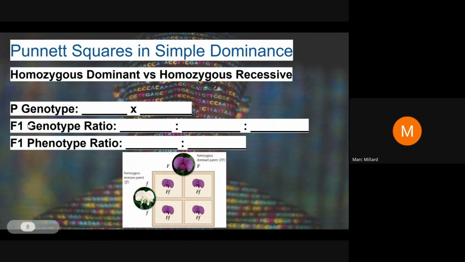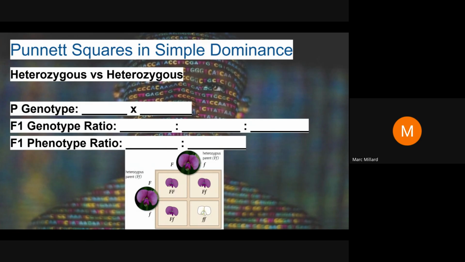And then the F1 genotype ratio, well, here are all of the possible offspring. Notice every single one of these offspring, based on these two parents, is heterozygous, big F, little f. So the genotype ratio here would be 0 to 4 to 0. All of them, 100% of them are going to be heterozygous. And then the phenotype ratio would be, again, 4 to 0. It's 100% that they're all going to be purple.